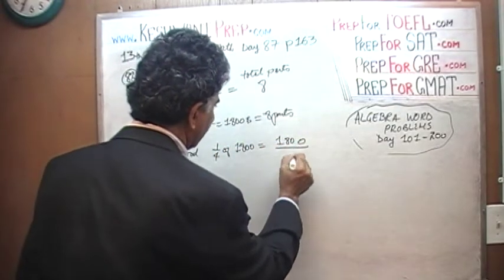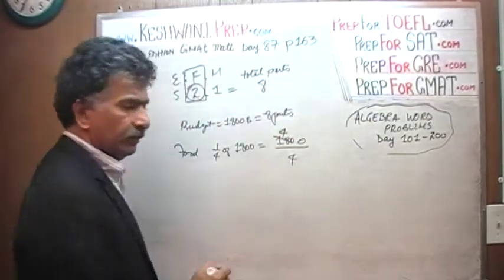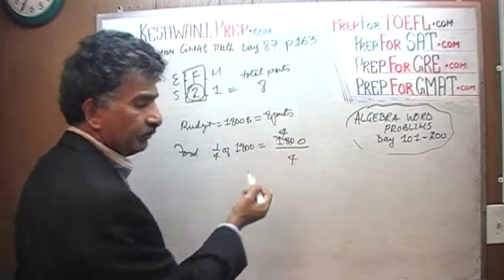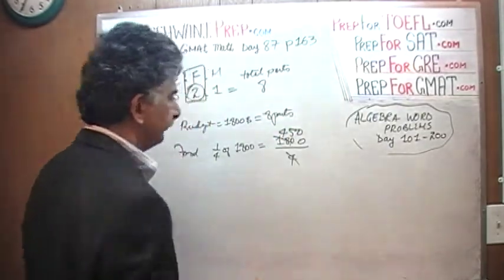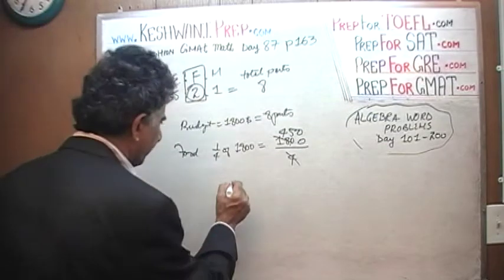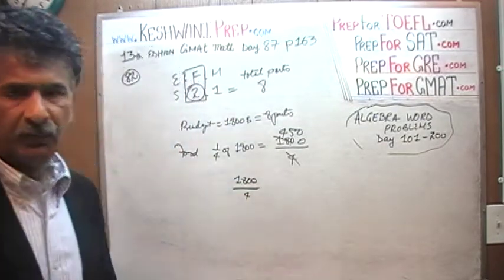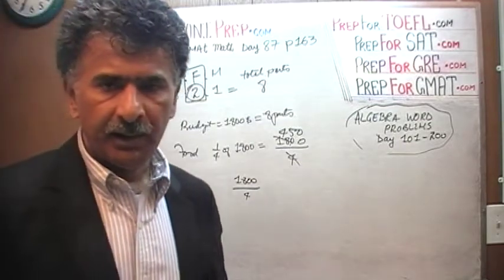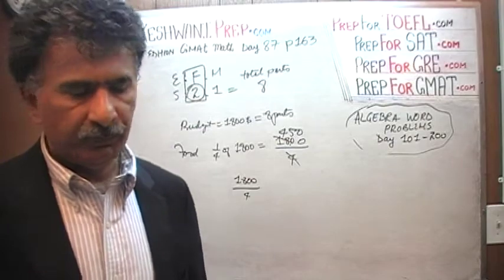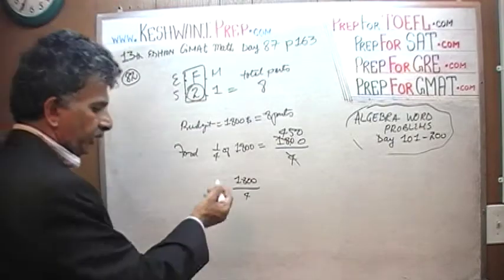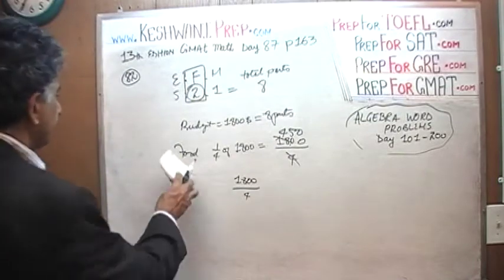1,800 divided by 4. How many 4s in 18? 18 has 4 4s. The remaining 2 goes and joins the 0, becomes 20. 20 has 5 4s. That's it. Even this part, we didn't have to make too much fuss about it. If you want to divide any number by 4, you just take a half of it and then take half again. Half of 1,800 is 900 and half of 900 is 450. That's it. So they spend $450 on food. It's out of the way now. Let's do 81.